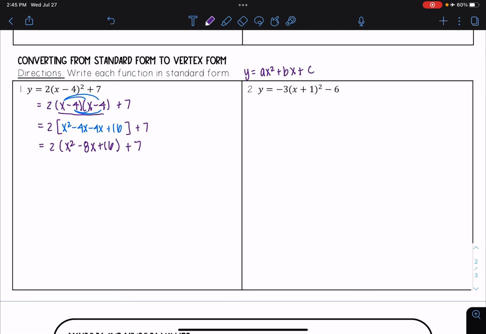And now I'm going to go ahead and distribute that 2. So I have 2 times x squared to get 2x squared, 2 times negative 8x to get negative 16x, 2 times 16 to get positive 32, and then plus 7. I don't multiply that 2 with that 7 because that 7 is outside of that parentheses. And then I see one last thing I can do is add 32 and 7 to get 2x squared minus 16x plus 39.